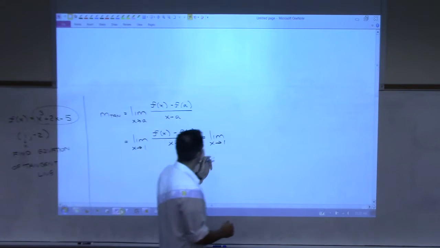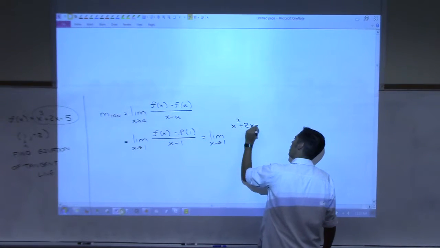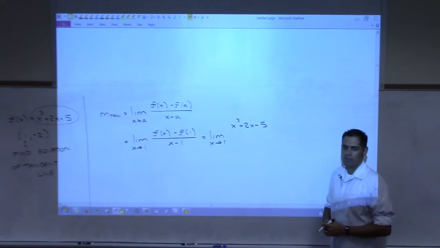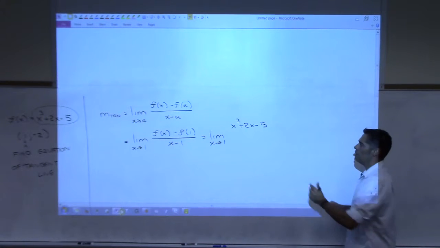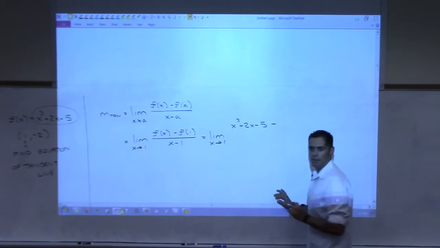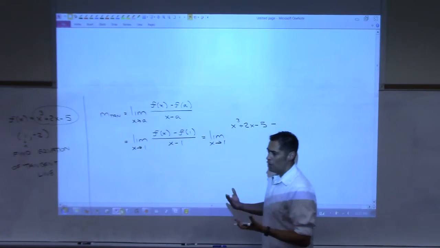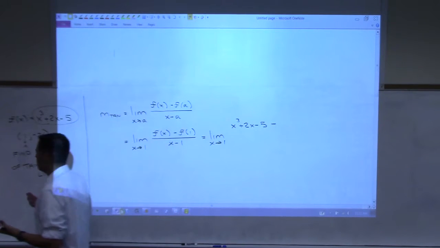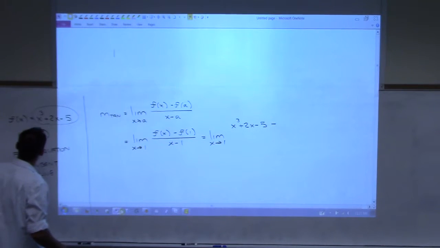X cubed plus 2x minus 5. That's f of x. We done up top? No. Minus f of 1, right? F of 1 just means plug 1 into the function. Well, we already know what the answer is going to be, don't we? What is it? Negative 2. I mean, you could plug 1 in, but doesn't this tell us exactly what will happen if you plug 1 in? So I already know this point right here was f of a.